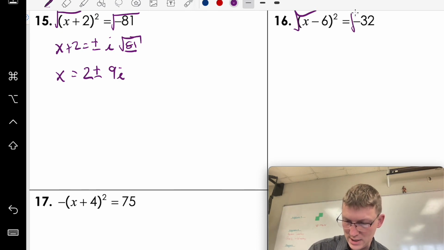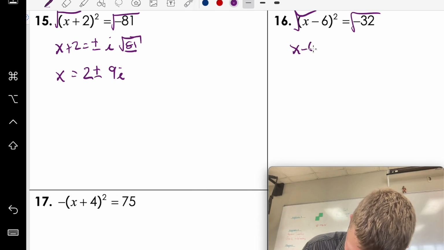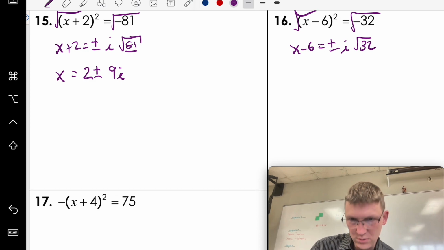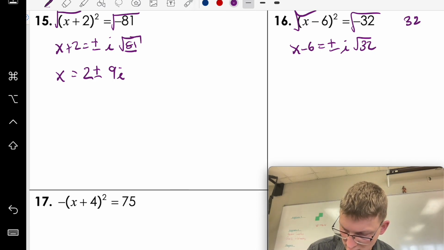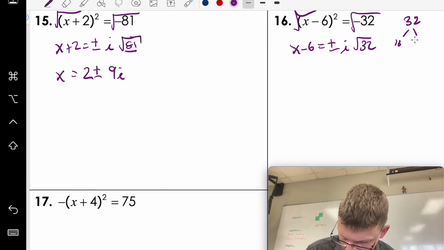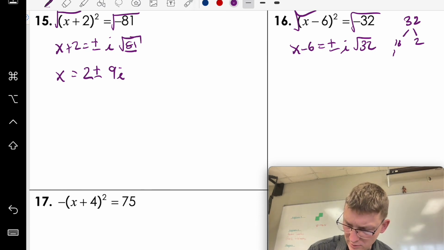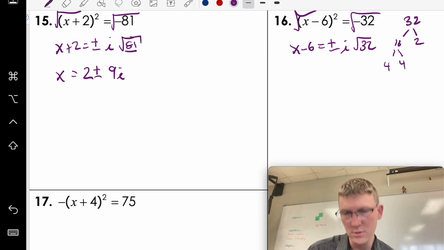Okay, so 16. Again, we're going to square root both sides. We've got x minus 6 equals plus or minus i square root of 32. 32 is divisible by 16. And if you didn't know that off the top of your head, 16 is also divisible by 4. And so 16 is a perfect root, 4 is a perfect root. So you can use your calculator to kind of find all those things. So don't be afraid to use the tools you have.